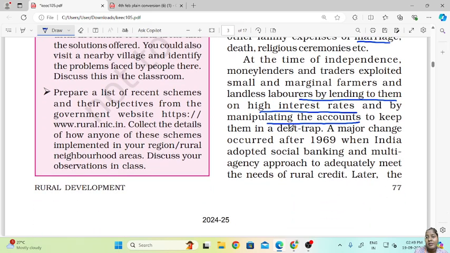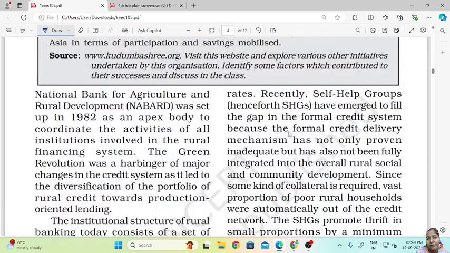So that's why the poor people became poorer, because money lenders used to charge a very high interest rate on them. A major change occurred after 1969 when India adopted social banking and a multi-agency approach to adequately meet the needs of rural credit. Later, the National Bank for Agriculture and Rural Development was set up in 1982, and it gave farmers loans at very affordable rates. This was an apex body to coordinate the activities of all institutions involved in the rural financing system.